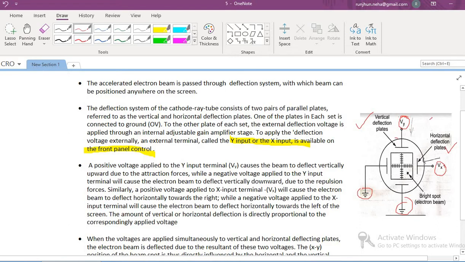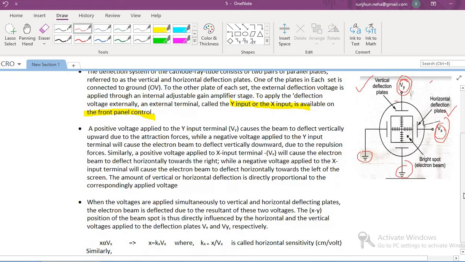Now, the amount of the vertical or the horizontal deflection is directly proportional to the voltage applied at these two plates, the Vx and the Vy. And if both the voltages are applied simultaneously, then the net position of the beam on the screen depends upon the resultant of these two voltages, which means that the position xy of the beam spot is directly proportional to the horizontal and the vertical voltages applied to the deflection plates Vx and Vy respectively.